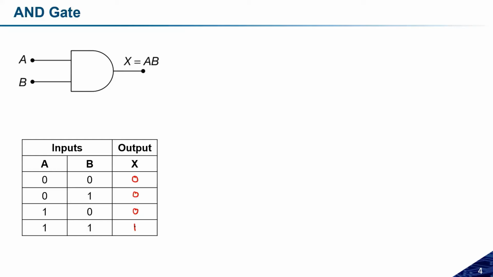Okay, so this is important. In the AND gate case, the output will be high only if all the inputs are at logic high. Otherwise the output will be low. So this is how this looks like.